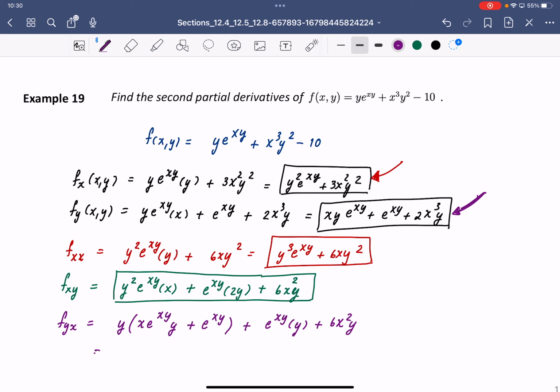Once you simplify, this term is y e to the xy. This term is y e to the xy. So you can group it up to 2y e to the xy. The first term is y squared e to the xy times x, right, and then plus 6x squared y.